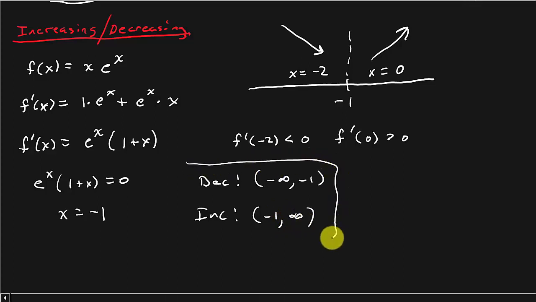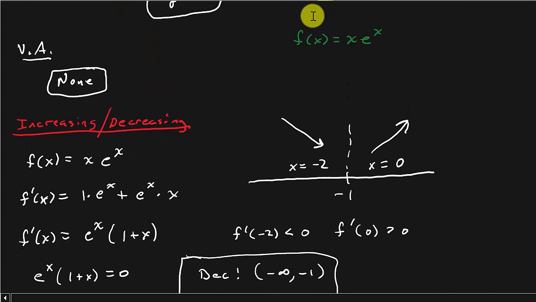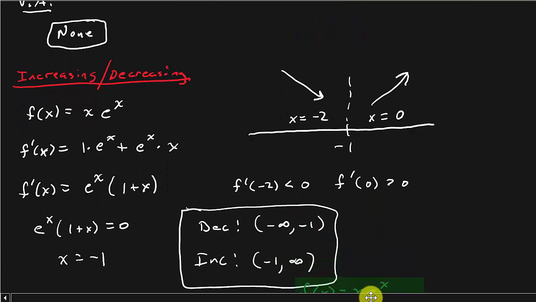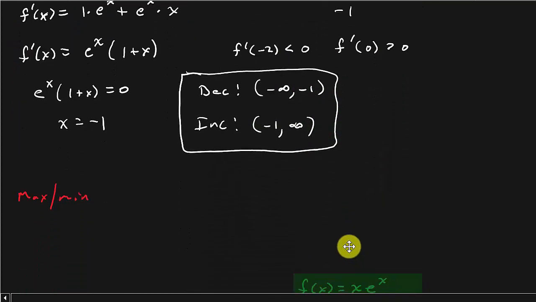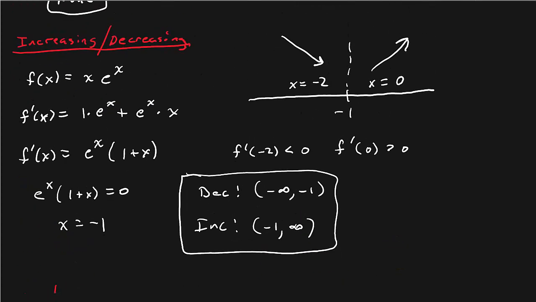All right. And now we need local max min. So let's look at that. Max min. And once again, let's bring the function down here. All right. So where's there a max min? Well, that's what's so good about finding the increasing and decreasing. See how it helps you? We got a local minimum right here at -1.